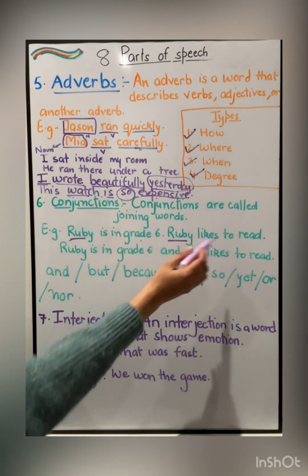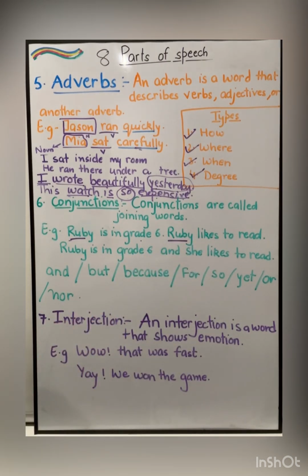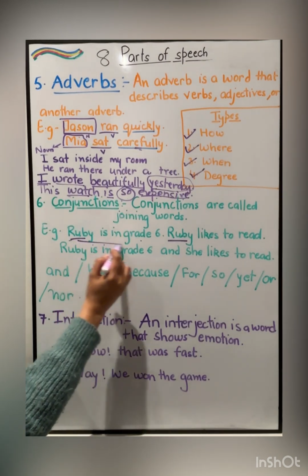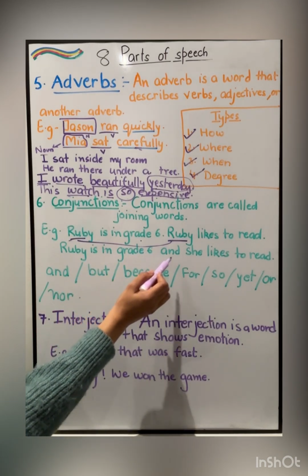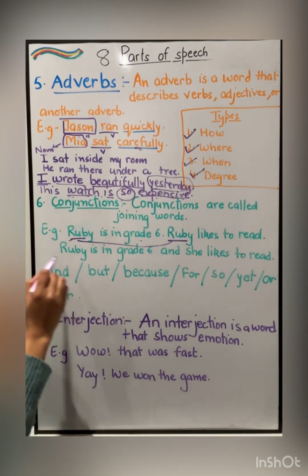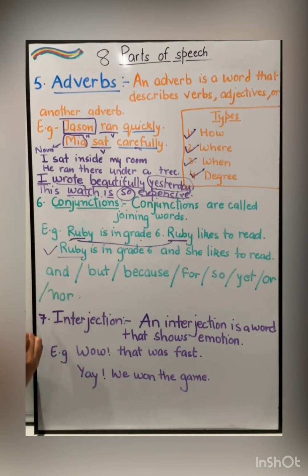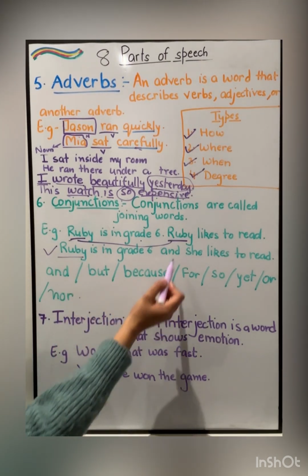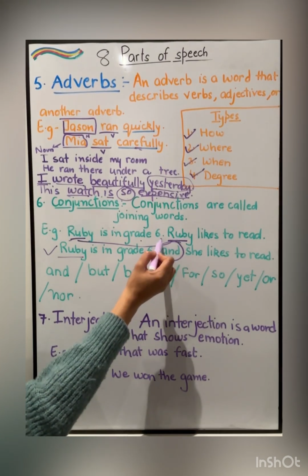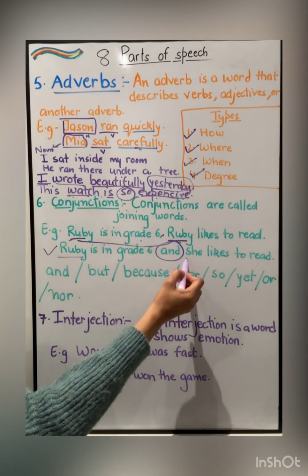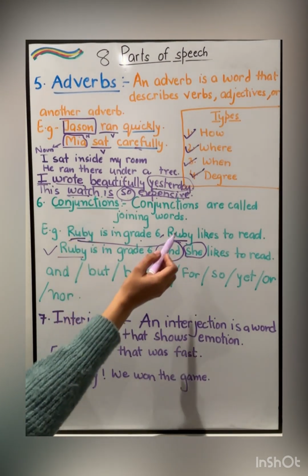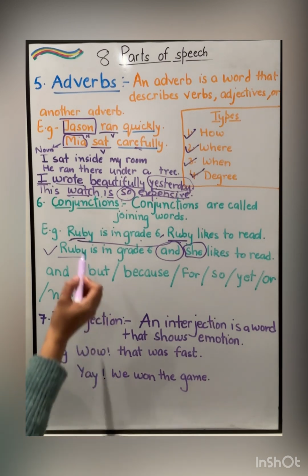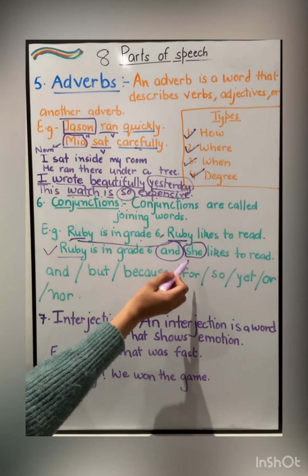It's a different sentence. Two different sentences. But why do we need to write two different sentences when we're talking about the same person, Ruby? Instead, we can say Ruby is in grade 6 and she likes to read. In this sentence, first I introduced the noun. I named a person. Then I used this joining word to get rid of the full stop. And also, I used a pronoun to make it more interesting to hear instead of using Ruby again and again.